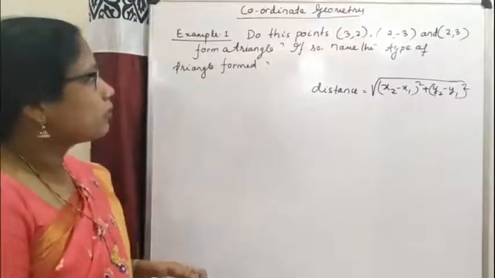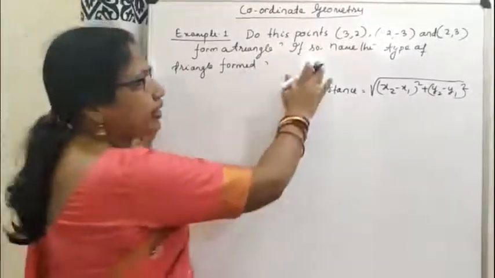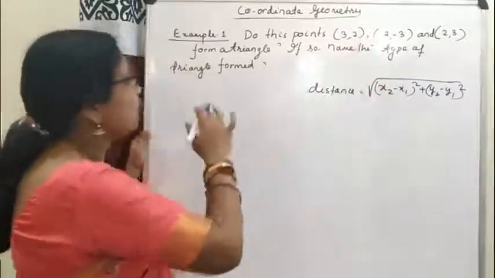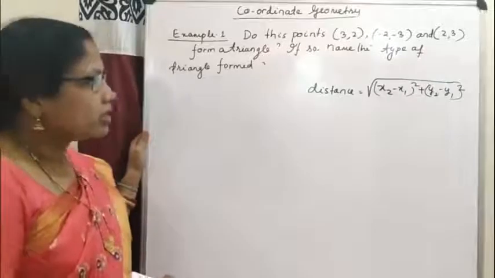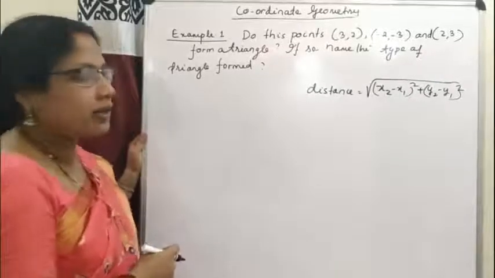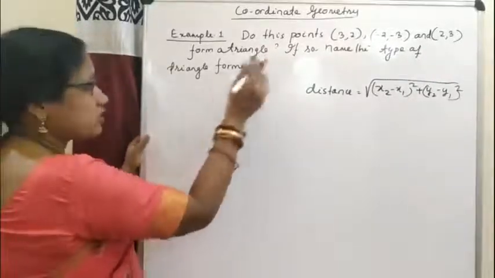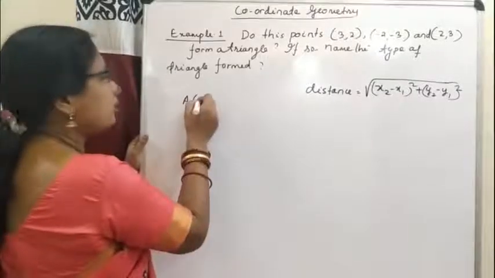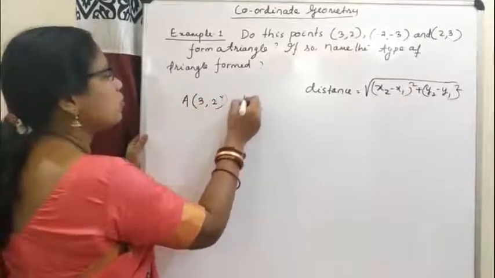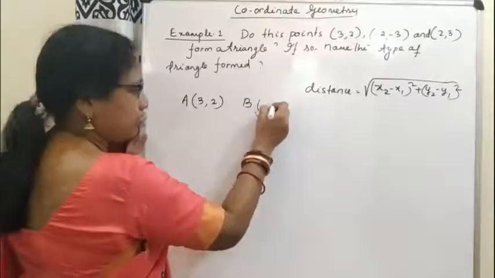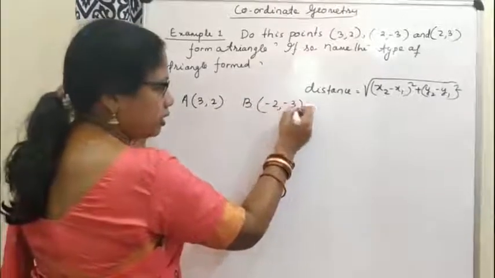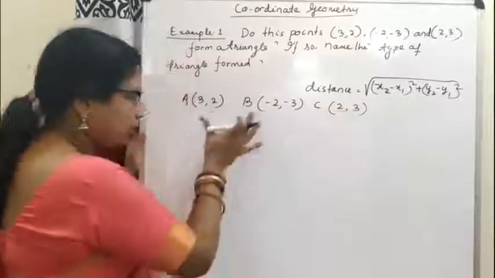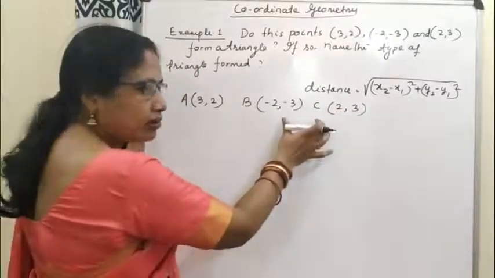So example 1: do these points (3, 2), (-2, -3) and (2, 3) form a triangle? If so, name the type of triangle formed. So let us name the points. Let A be the point having coordinates (3, 2), B (-2, -3) and C (2, 3). So we have to find AB, BC and AC.